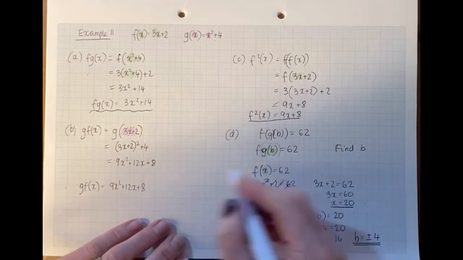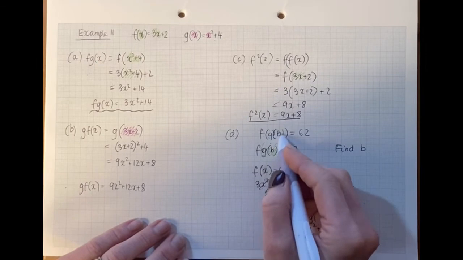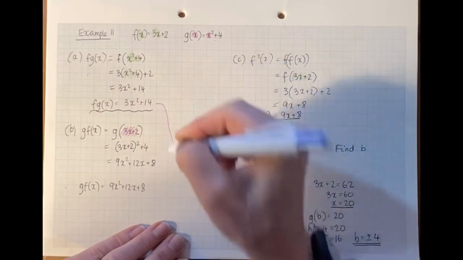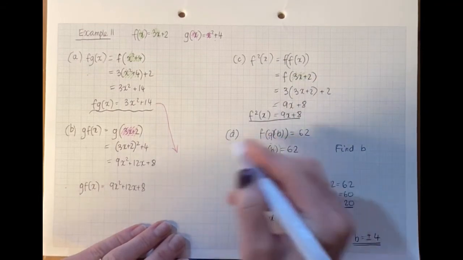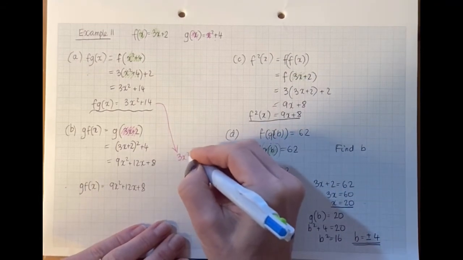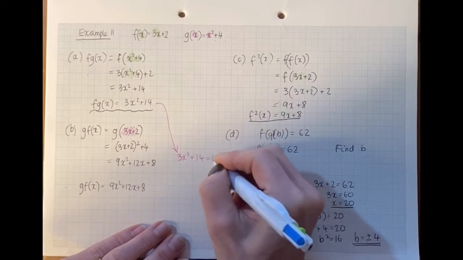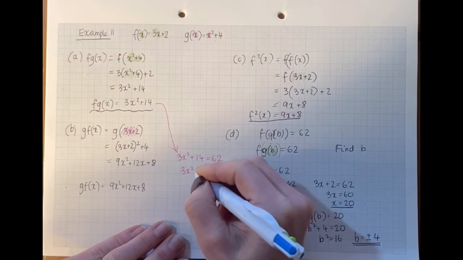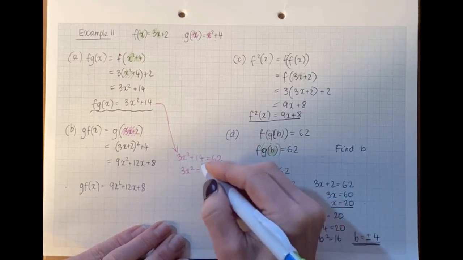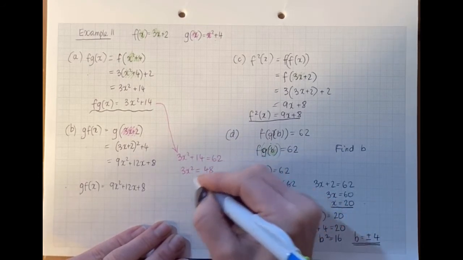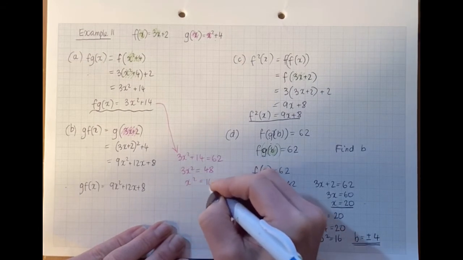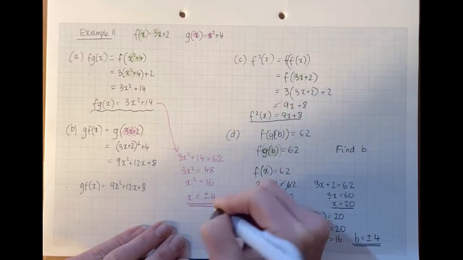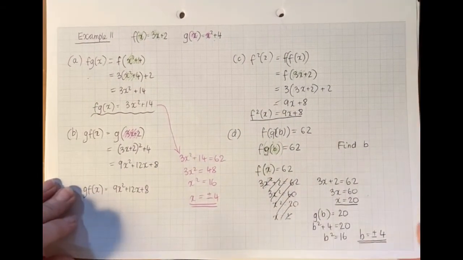The second way of doing it is by writing the rule for f of g of x. f of g of x is this function here. So we are going to make it equal to 62. So 3x squared plus 14 is equal to 62. So 3x squared is equal to 62 take away 14, so that's 48. x squared is equal to 16, giving x equals plus or minus 4. So that's the second way of doing this question.